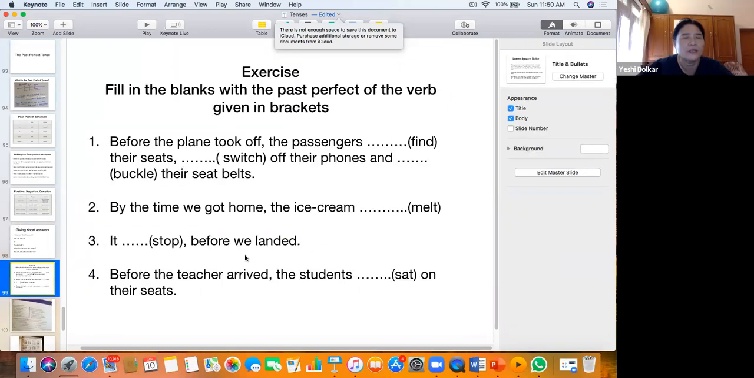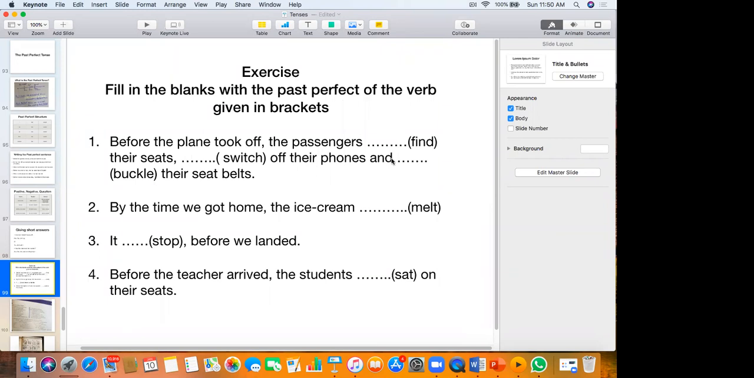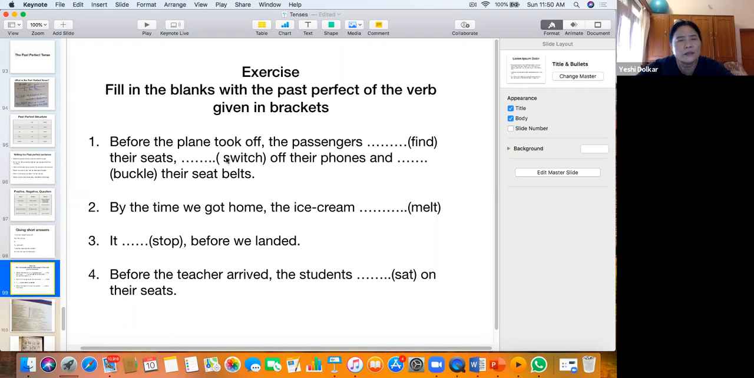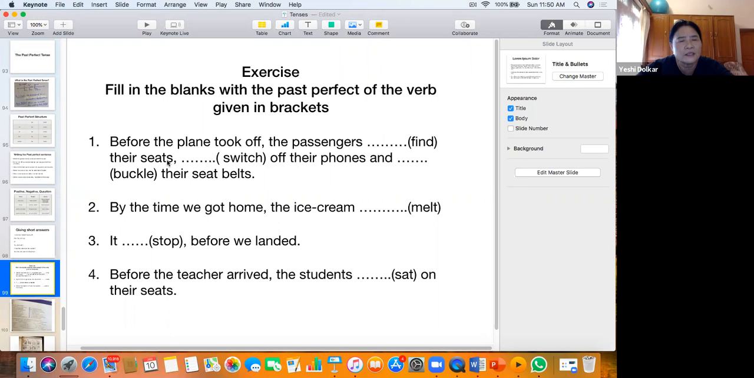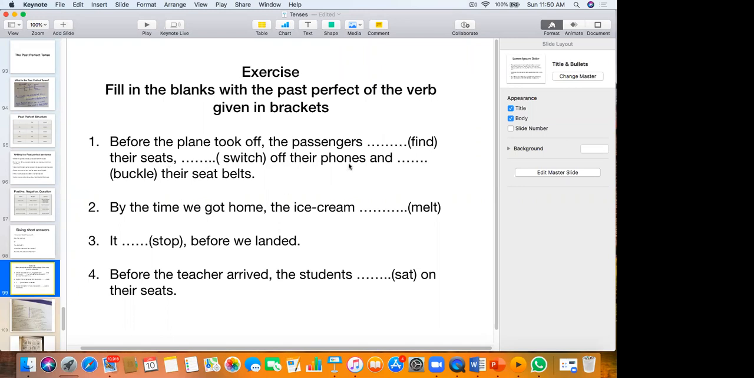Okay, so here. Now let's see if you can fill in the blanks over here with the correct past perfect form. Before the plane took off, the passengers had switched off their phones. Now here you have a lot of things that happened before the plane took off, right? Yes. You can use had once. Had found their seats, switched off their phones and buckled their seat belts.